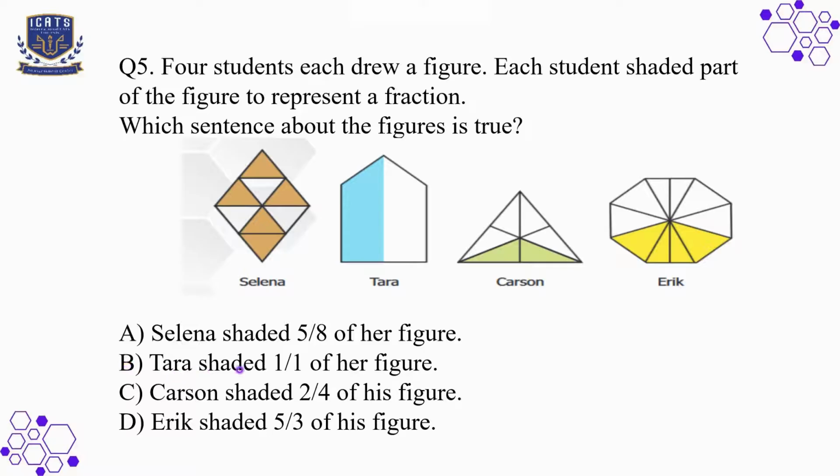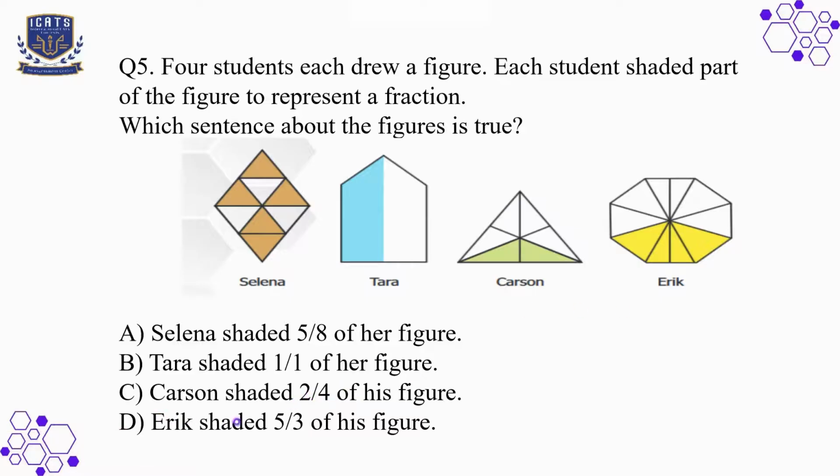Option B is Tara shaded 1 by 1 of her figure, which is incorrect because we can see that there are 2 parts of Tara's figure and 1 part is shaded. The fraction should be 1 by 2, but here it is written 1 by 1. So option B is not right. Option C is Carson shaded 2 by 4 of his figure. So here we can see that 2 parts are highlighted out of 6 parts. So the fraction should be 2 by 6, but it is written 2 by 4. So option C is also incorrect.